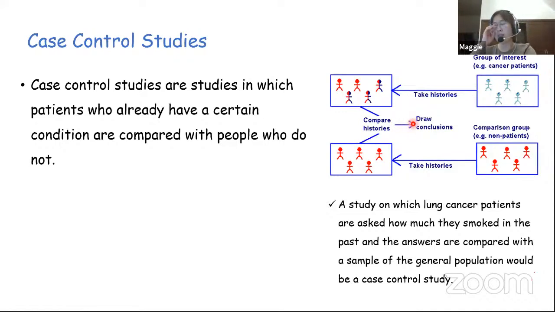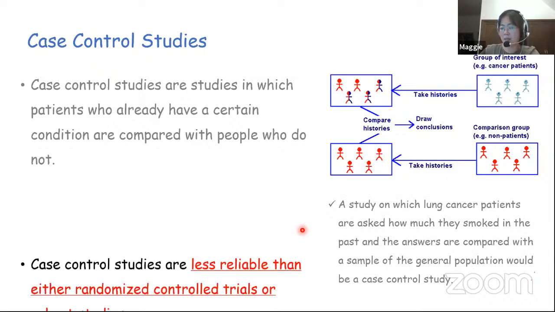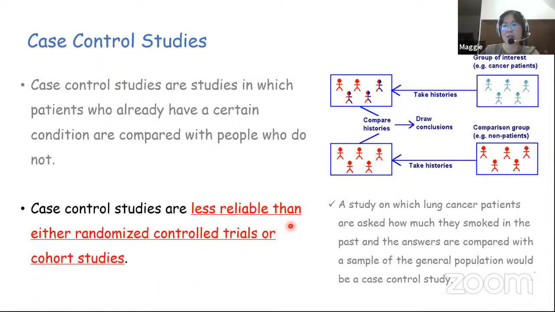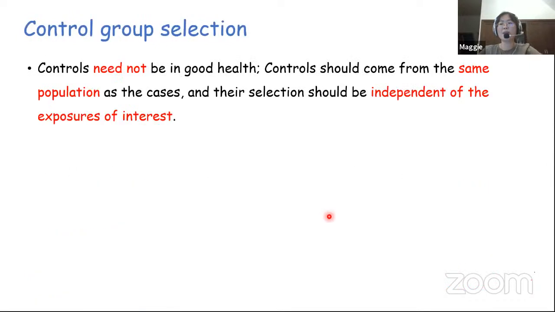So this is different from the case series and case reports. It has a control group here. One is the lung cancer group, another one is the non-patient group. So these two groups have the control. This makes the case control studies more reliable compared to the case report or case series, but they are less reliable than either randomized control trials or cohort studies.